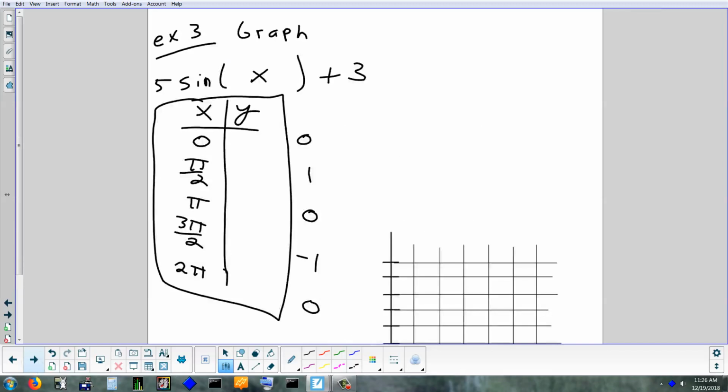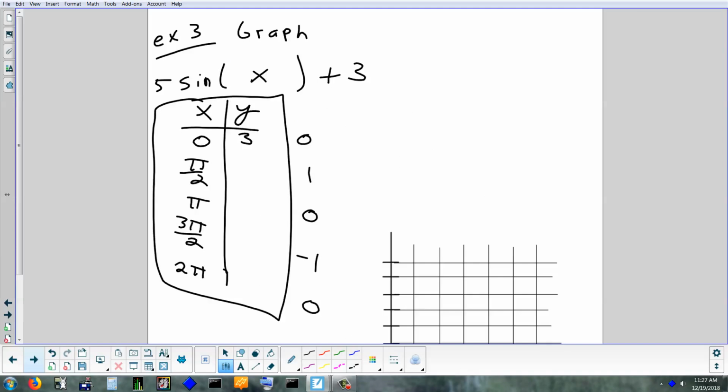How do you do the vertical stretch? What's the arithmetic I need to do? Times 5, and then how do I do the vertical shift? After I do the times 5, plus 3. So let's take 0 times 5 plus 3. Rebecca, what would that be? 3. Okay. Greta, how about the next one?